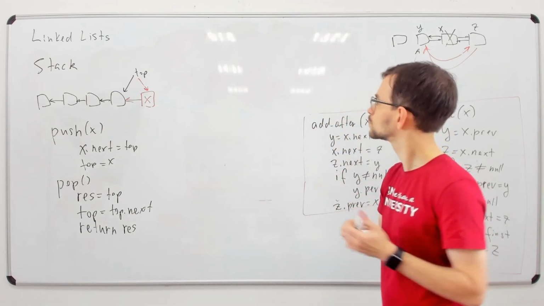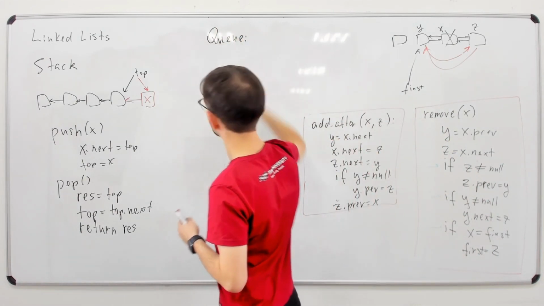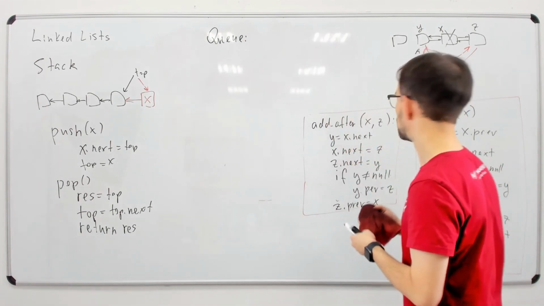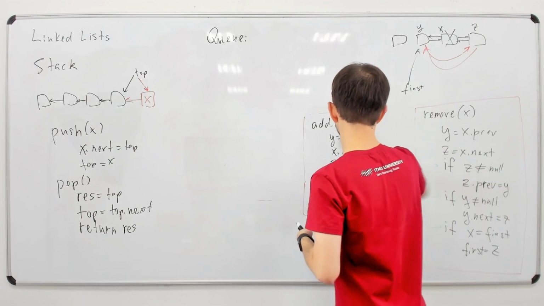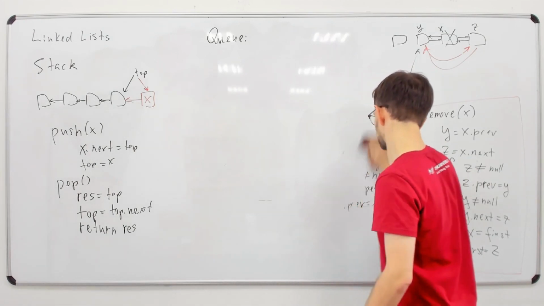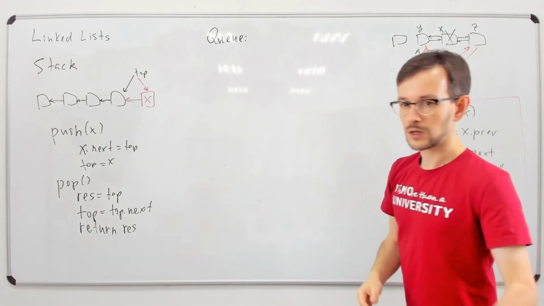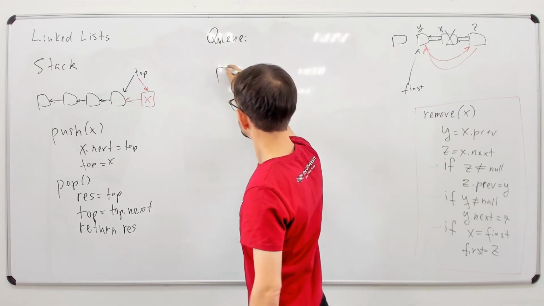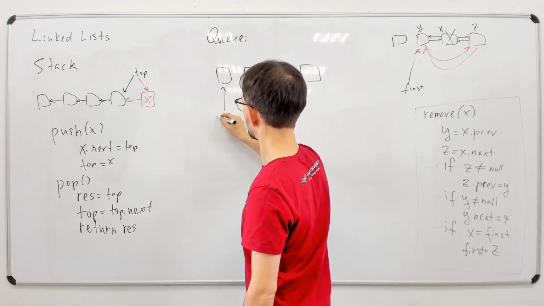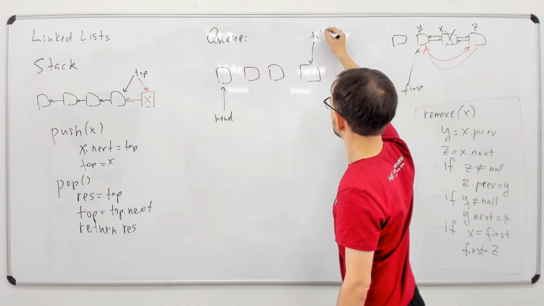And queues. How do you create queues in the pointer machine model? Well, it's almost the same. So we have some number of elements. We have the pointer to the head element of the queue and to the tail element of the queue.